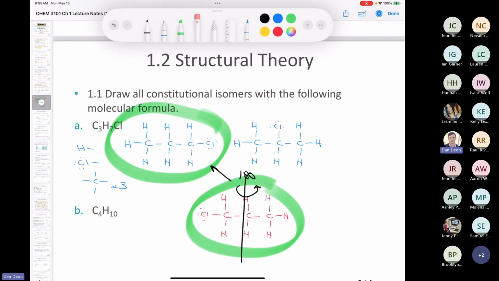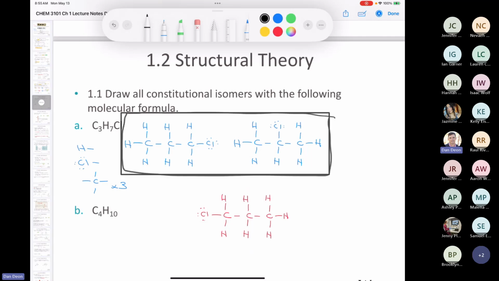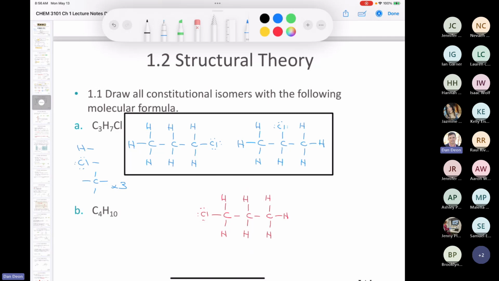And in fact, these are the only two constitutional isomers, the two that I have in blue. So the answer is these two are the constitutional isomers of this formula. Okay, I should move my box over. I'm kind of covering up my chlorine there a little bit. But let me just, there we go. Okay, something like that. Give me a thumbs up if you're with me that there's only two constitutional isomers for this compound. Cool. Awesome.